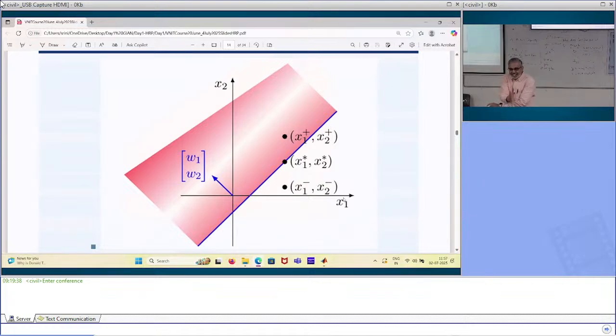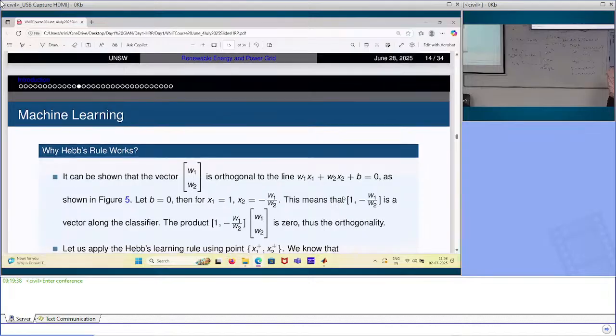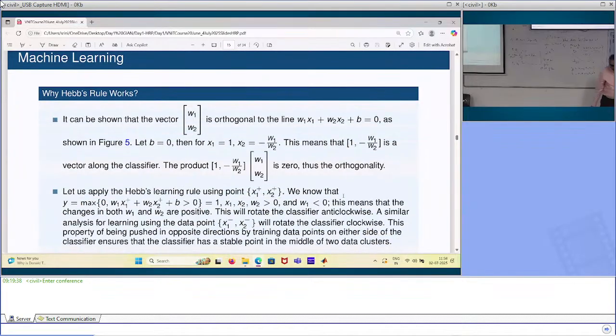No, it looks perpendicular because I drew it that way. But I'm telling you it's a matter of fact, and we'll go and look. We'll prove now that they are perpendicular. The W1, W2 vector is perpendicular to the classifier. Right? So that's the first thing. And why is it so? We will prove that it can be shown that it is orthogonal.